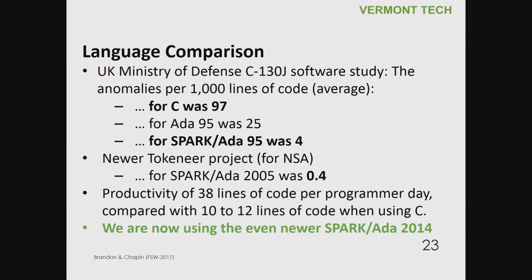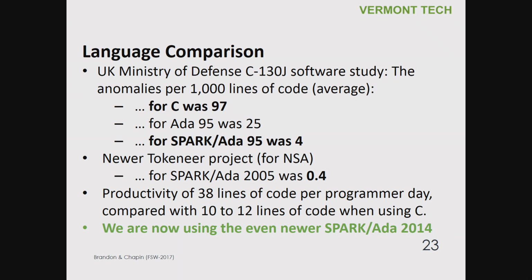This is a study that was done on the C-130J retrospectively by the British Ministry of Defense, and the statistics they found are very interesting. Per 1,000 lines of code, this is all software that was certified and delivered and operational, they found the error rate for C was 97 per 1,000 lines of code, Ada was 25, and Spark Ada was 4. An enormous difference in error rate.